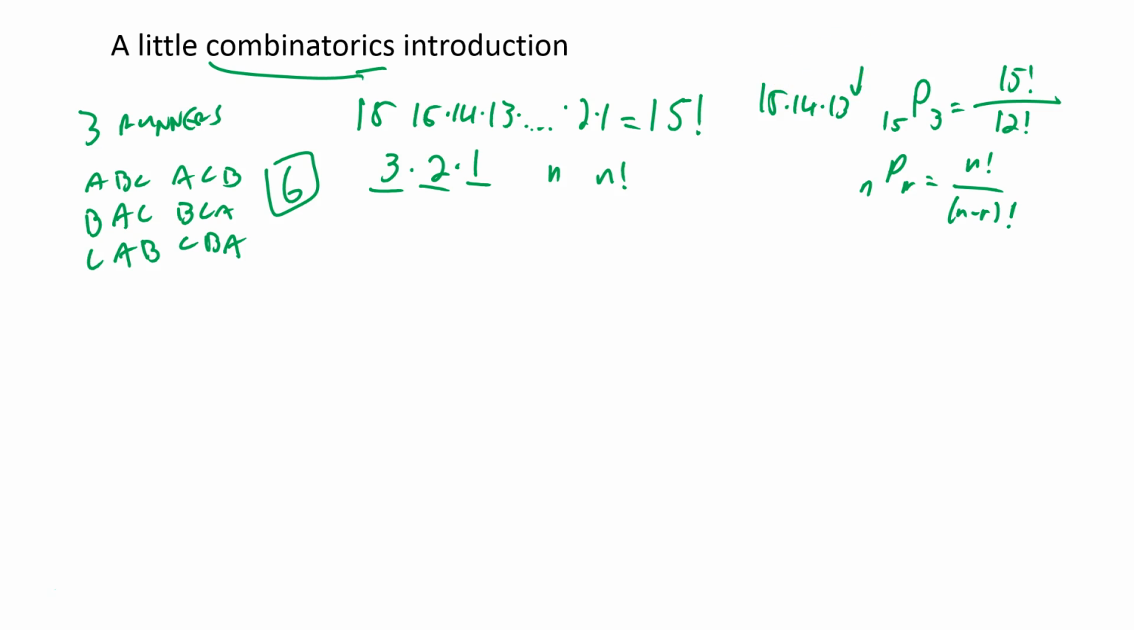What's really going to be interesting for us is what's called a combination. A combination is a similar idea, but instead of caring about the order, I'm not going to care about the order. So in this case, it might be like you have 15 people. Apparently 15 is my number today. And you want a committee.